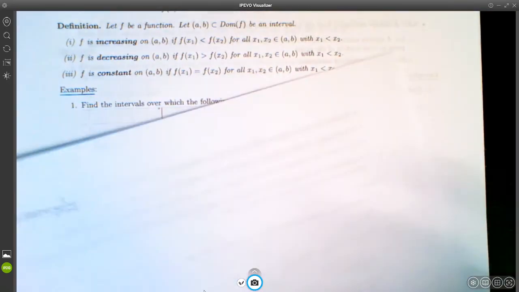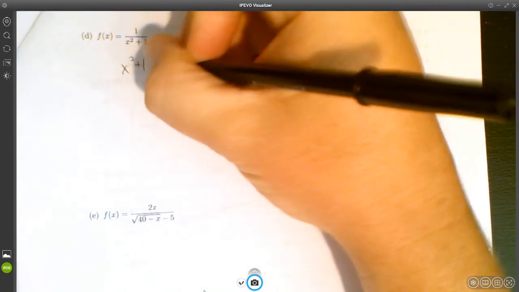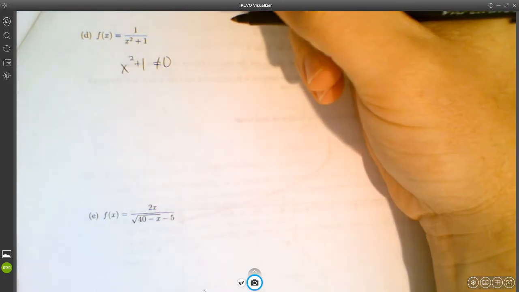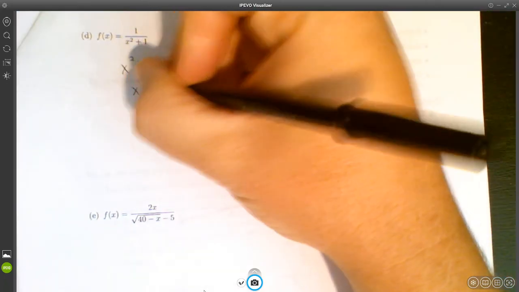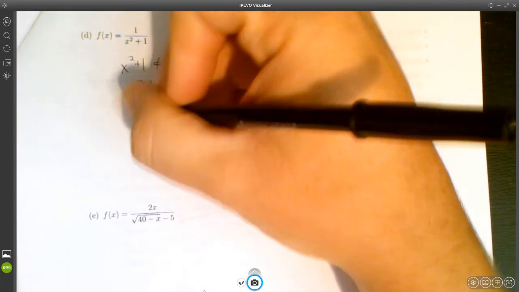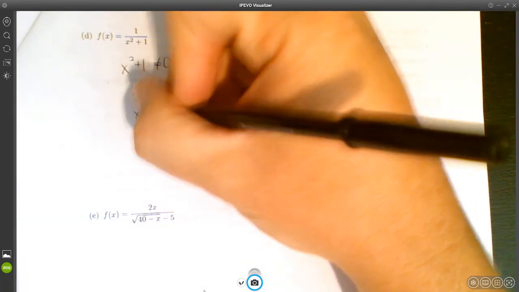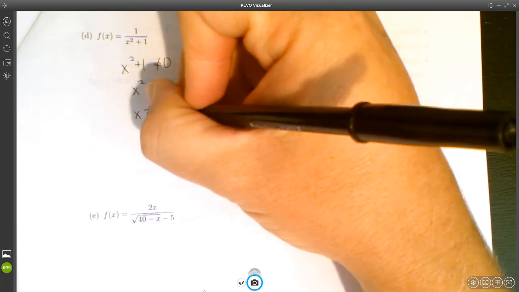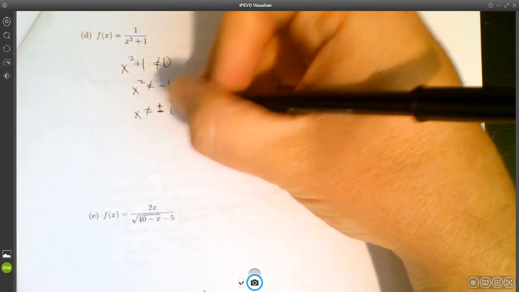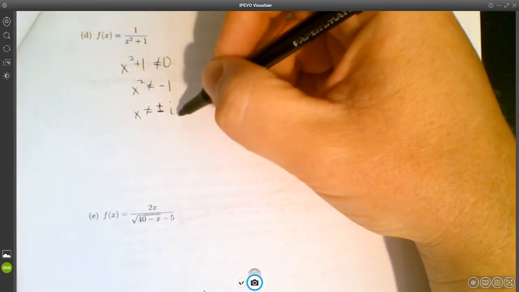Here are some more. F of x equals 1 over x squared plus 1. So the only thing that can go wrong here is if the denominator is equal to 0. So we need for x squared plus 1 to not equal 0. That means we need for x squared to not equal negative 1, which means we need for x to not equal plus or minus i. But you know what? i is not even a real number to begin with, right?